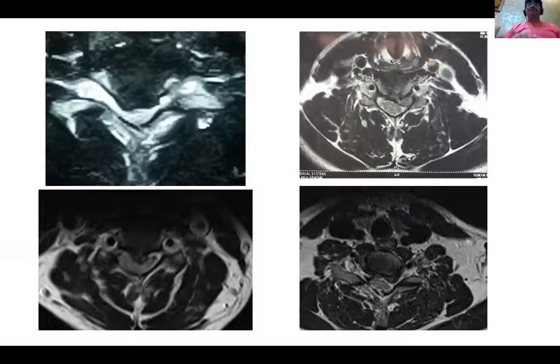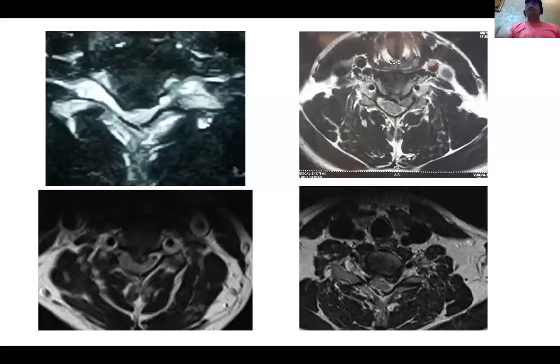So you have on the left two cases where it is a central disc prolapse which can only be approached by anterior approach, whereas on the right side, in both the upper and lower pictures, one can approach it not only by anterior, but it is a good case for a posterior approach.